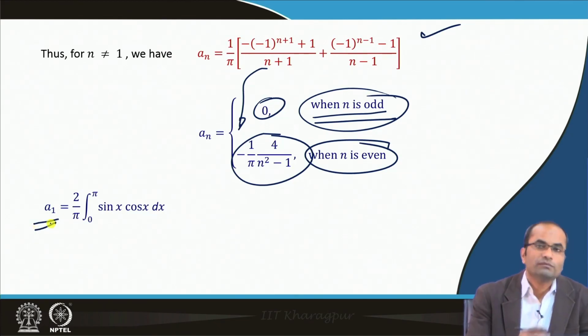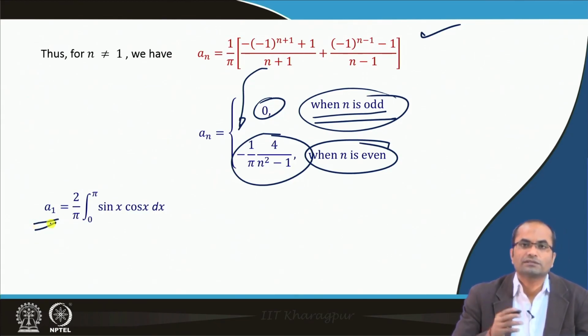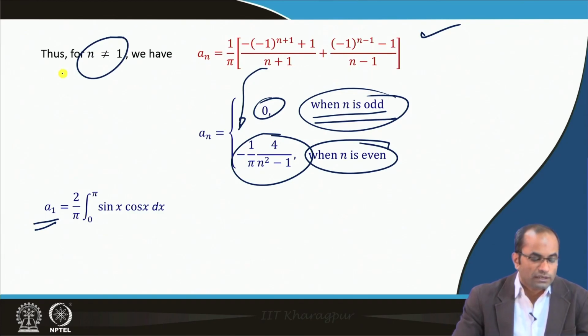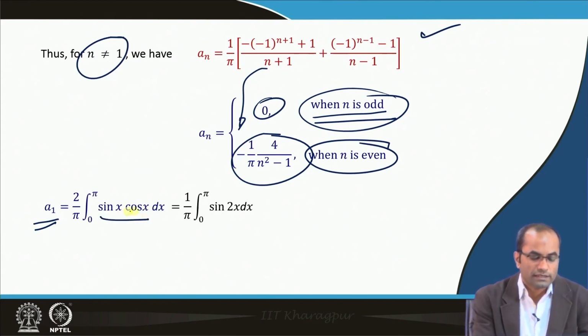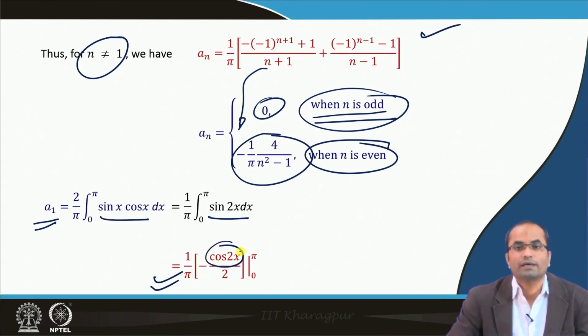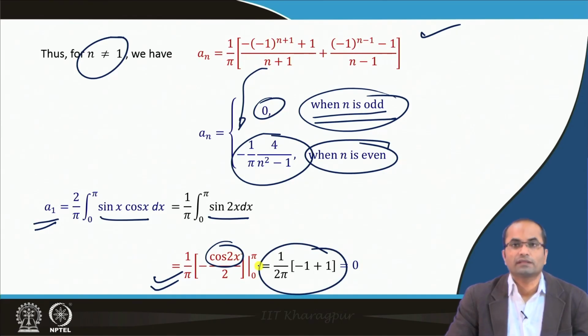So, a_1 we need to compute separately, because this general formula was not valid for n equal to 1. So, that we can separately do: this cos x and sin x cos x, which is sin 2x, and then we can integrate this to have this cos, and then we have cos 2π and then minus 0. Cos 2π is 1, and then minus 1 is also 1. So, we will get simply this 0.